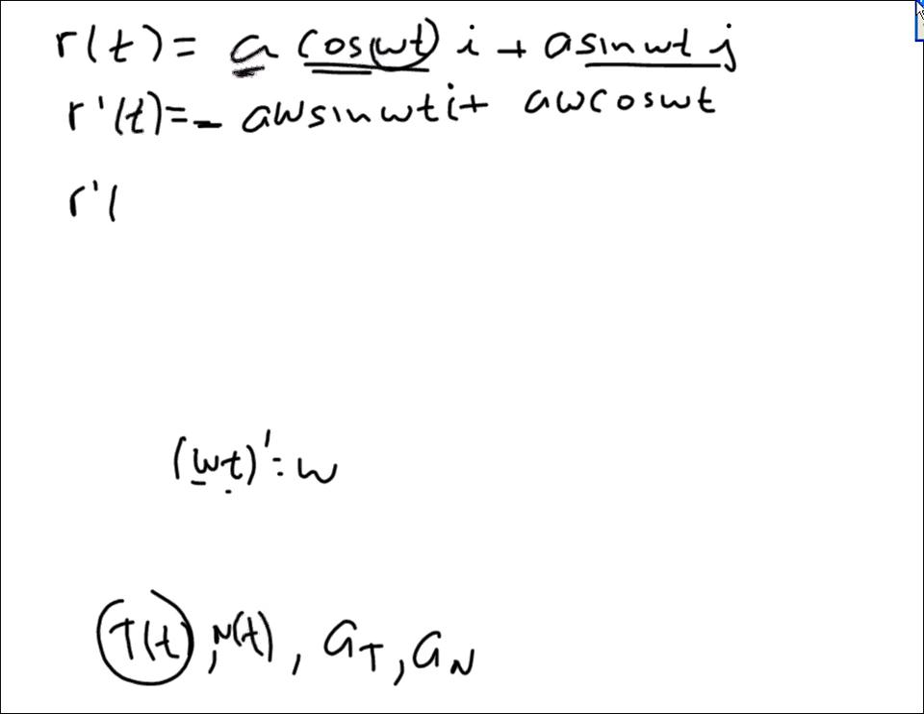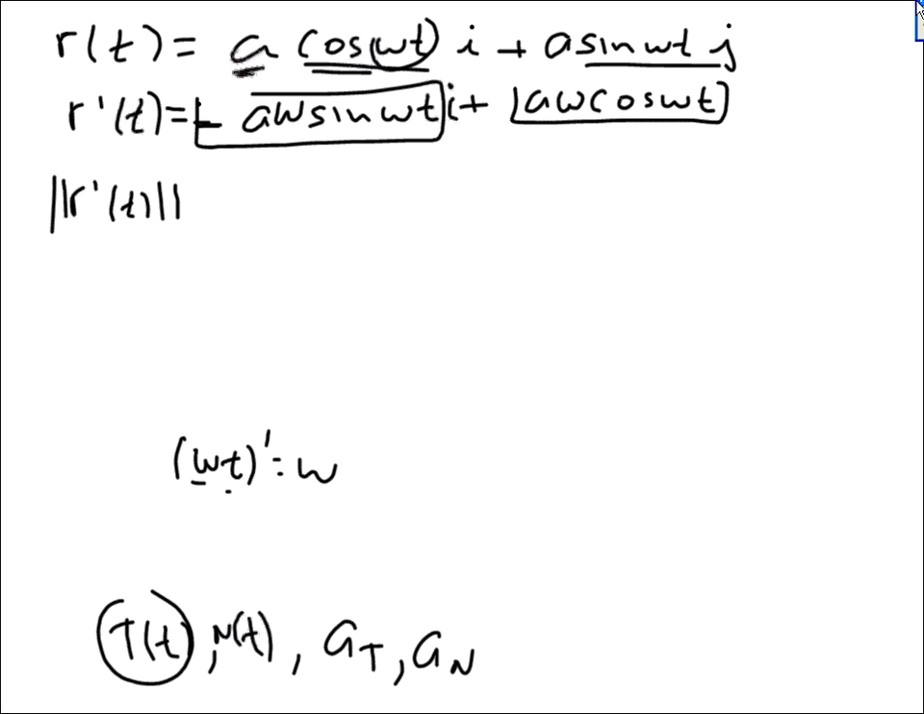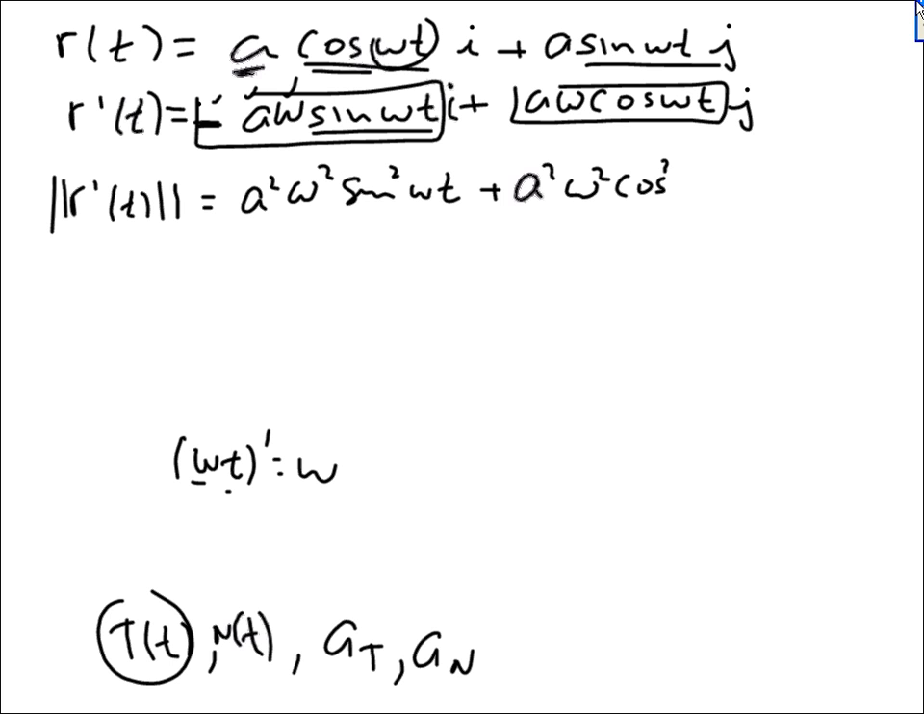To find the length of r prime of t, we square this, and we square that, which is in the j direction. We add it up, square root. Well, when you square a negative, it becomes positive. You square a, you get a squared. You square omega, you get omega squared. You square that, you get sine squared of omega t. Plus, same game. a squared, omega squared, cosine squared of omega t. The square root of this.